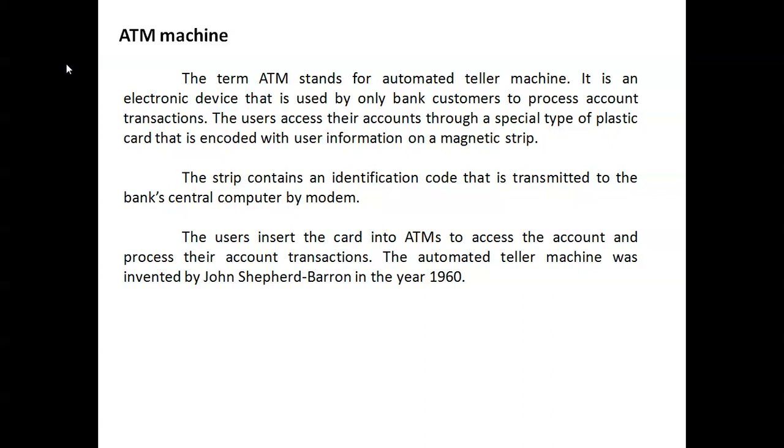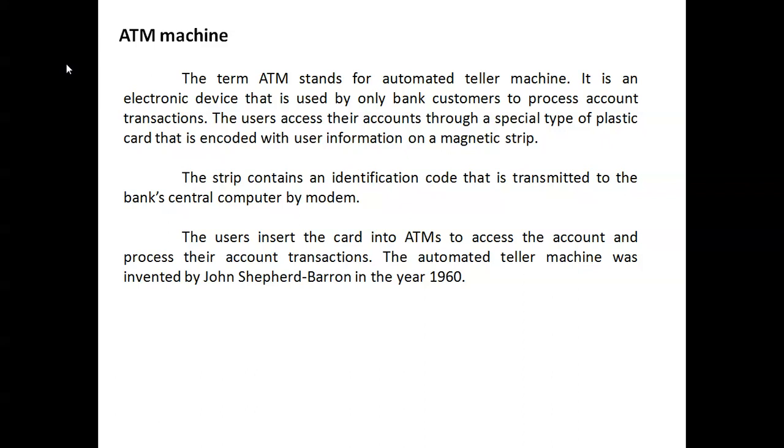So ATM machine. The fifth unit starts with ATM machine. Automated teller machine is an electronic device used mainly in the banking sector. When a customer wants to interact with the bank through a machine, the user can access the account, withdraw money, and get information about their money. They can also send money to another account. That is also possible in an ATM machine.